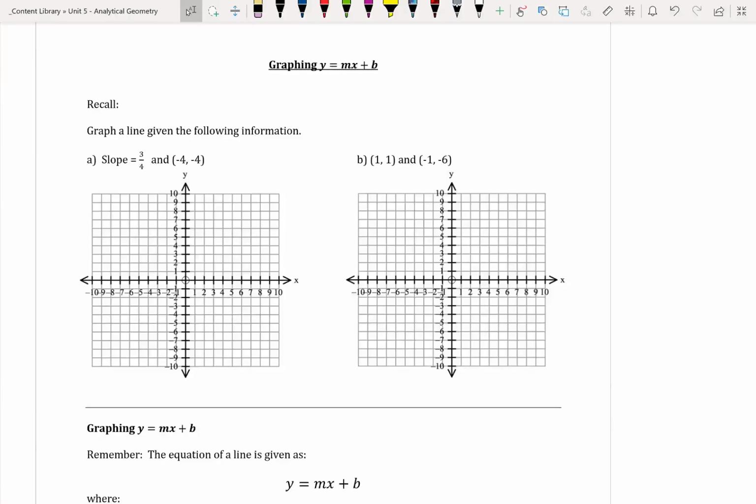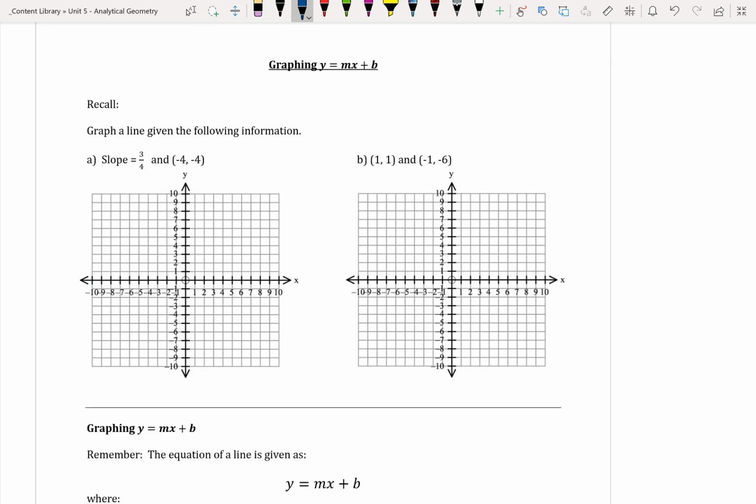In today's note, we're going to be looking at graphing a line again, but this time we're looking at graphing a line from an equation. Just as a review, we're going to look at graphing a line from either a slope and a point or 2 points. So again, for example A, if we're given a slope of 3 over 4 and a point, we want to be able to graph this line.